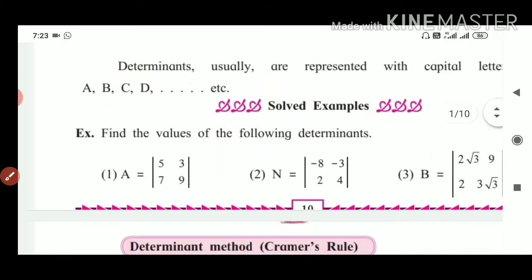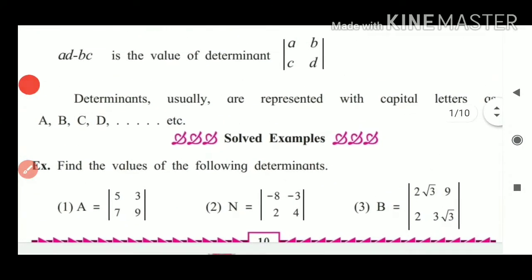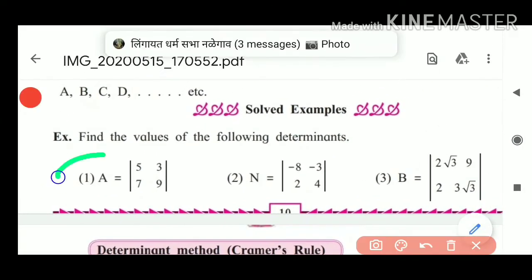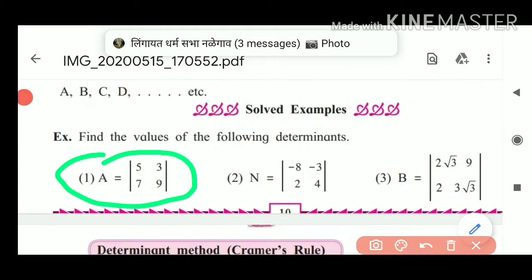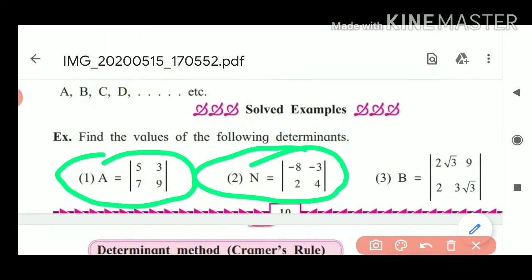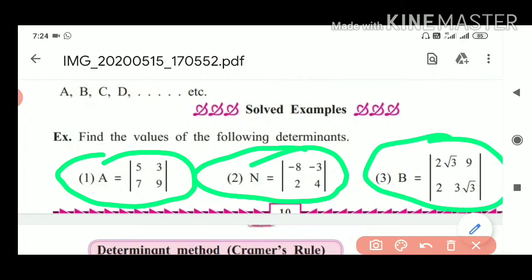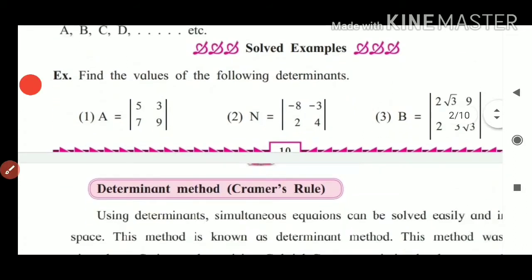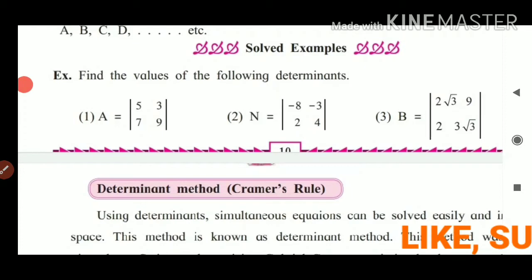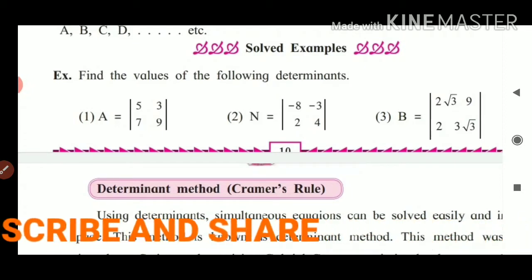For example, see here, first example, A is equal to 5 3 7 9. N is equal to -8 -3 2 4. B is equal to 2 root 3, 9, 2, 3 root 3. These three examples, such type of arrangement of numbers is called a determinant. We also find its value. Now we have to study or learn about the determinant method or Cramer's rule.